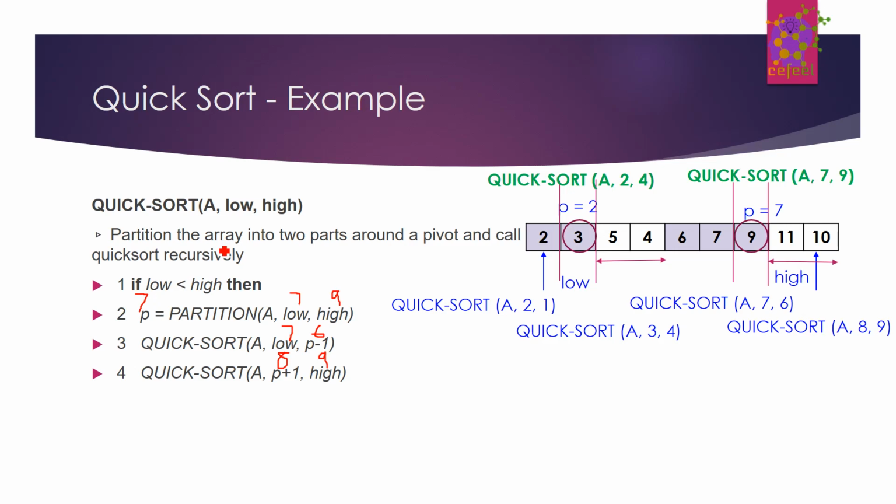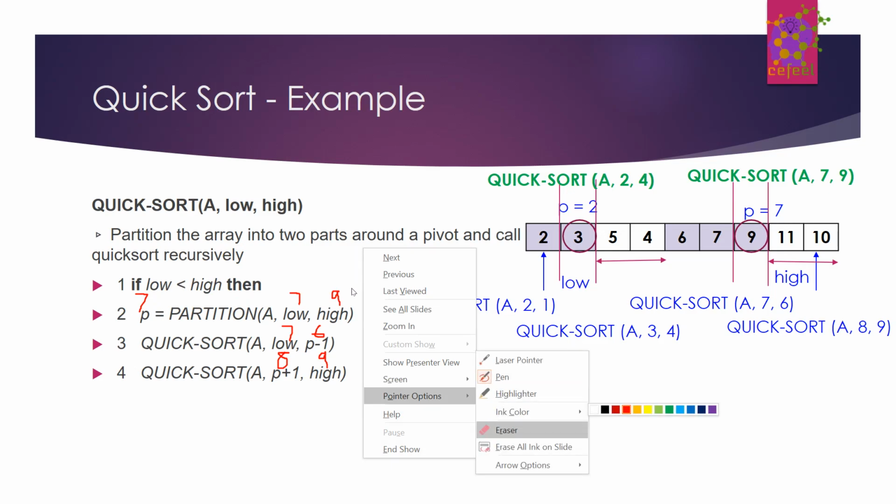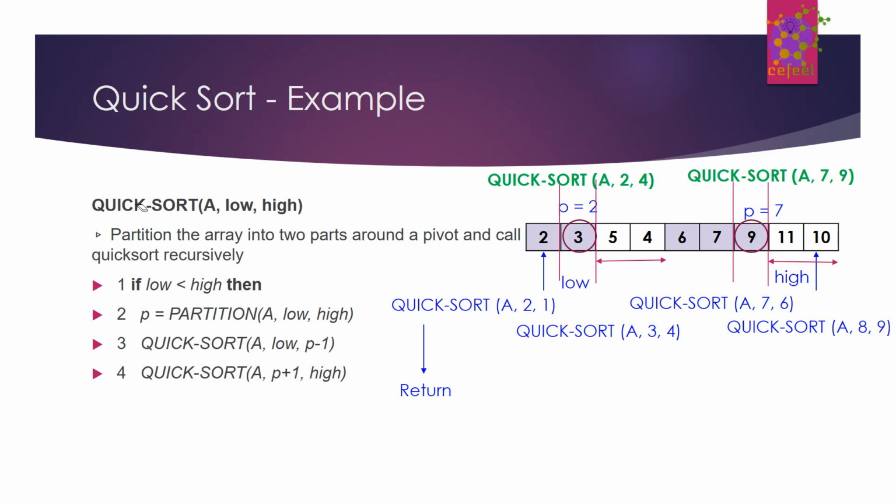Alright, so 4 more calls. So 2 calls were completed, but we made 2 calls to partition, which resulted in 4 calls to quicksort. Now let's see what each of these will do. So quicksort A 2 1, as we can see, low will be 2 and high will be 1. So low is not less than high, which means there are no elements to sort in this array. So it will just return back, it will not do anything.